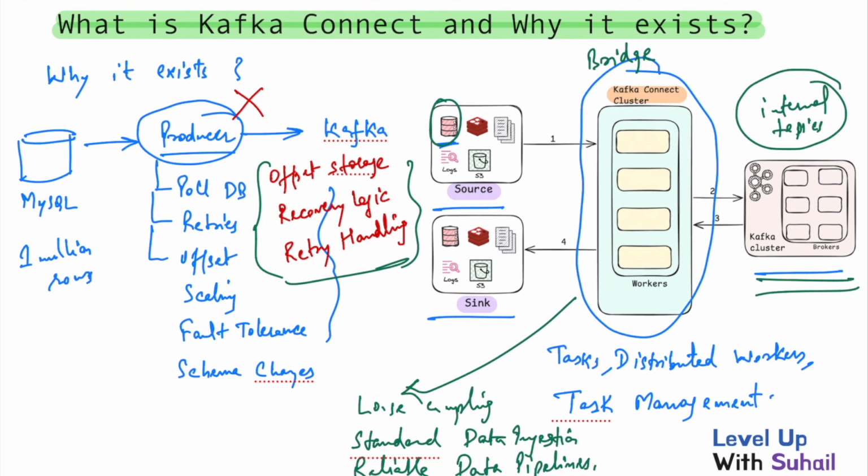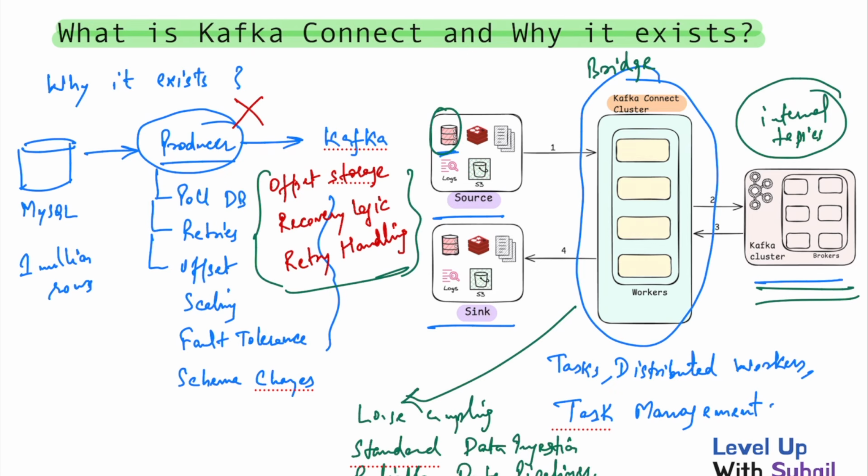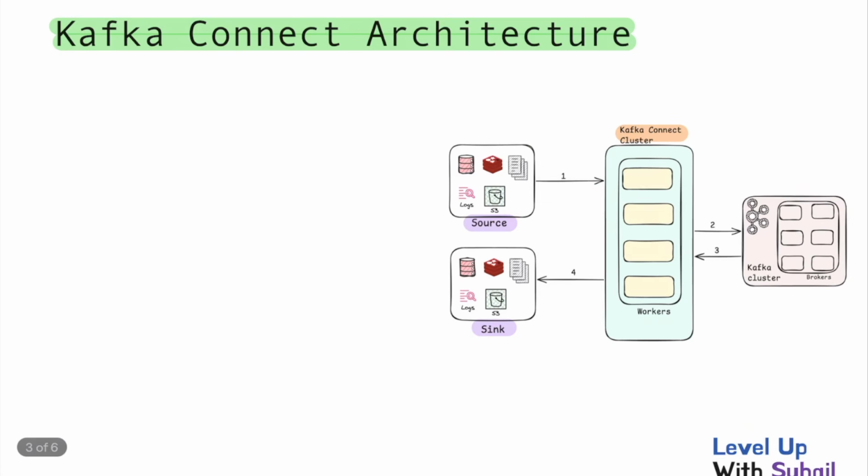So Kafka Connect exists so that engineers don't have to reinvent data integration every time they connect Kafka to another external system. Now let's discuss the Kafka Connect architecture in detail. As we discussed, Kafka Connect is a distributed, fault-tolerant data integration framework built on top of Kafka. The Kafka Connect architecture has 5 main layers.